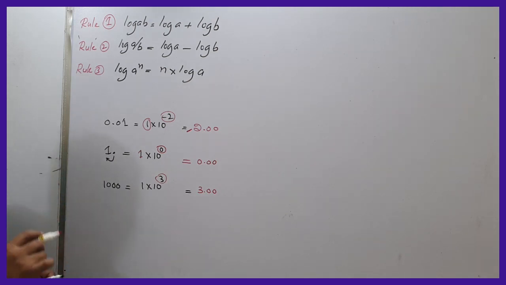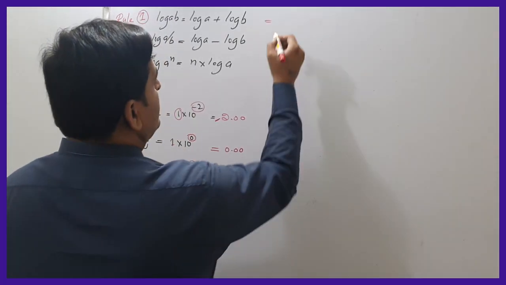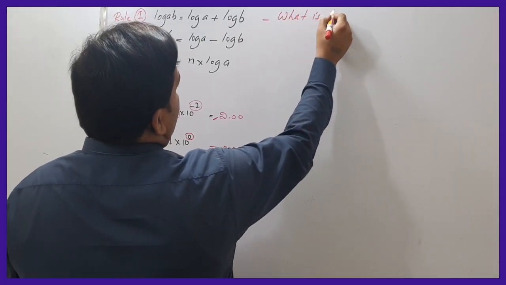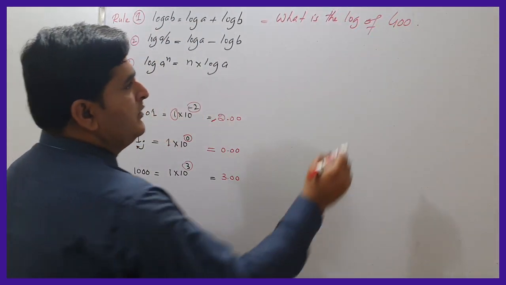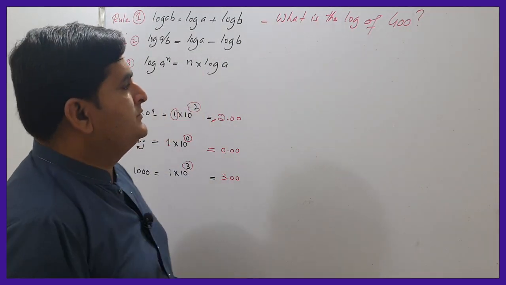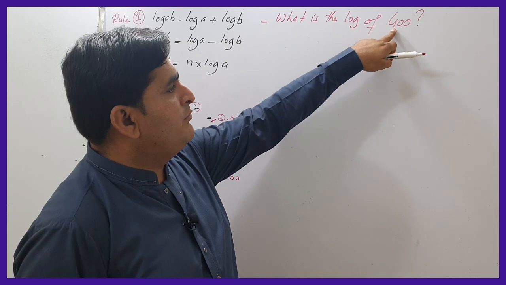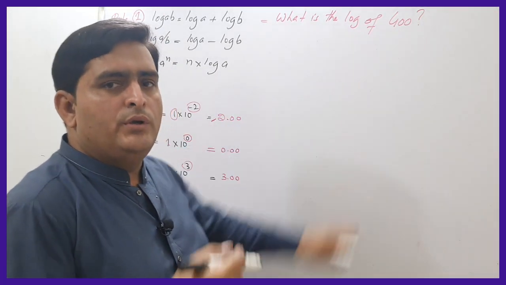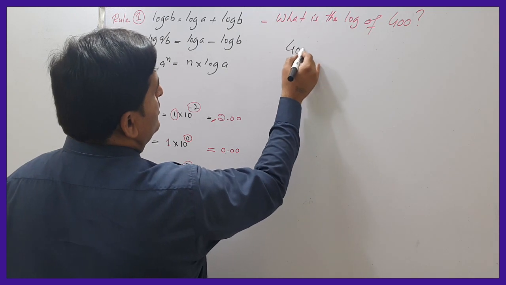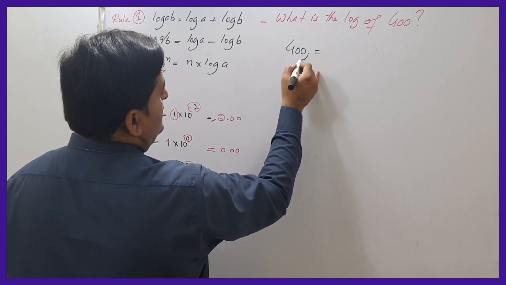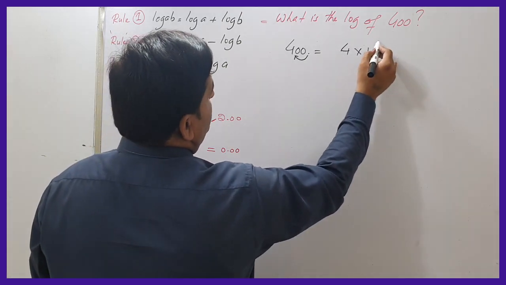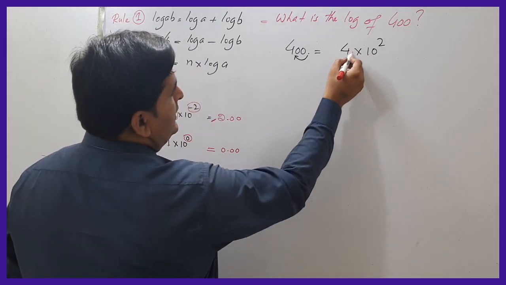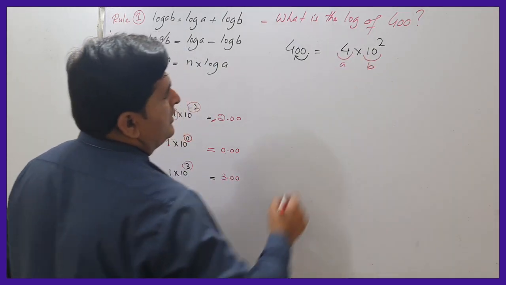So going to rule number 1, what is the log of 400? First of all, the number for which we are going to find the logarithm, we convert into scientific notation. So 400: the decimal is here, and it can be shifted 2 places to the left, so it becomes 4 into 10 to power 2. Now we have two numbers, this is A and this is B.